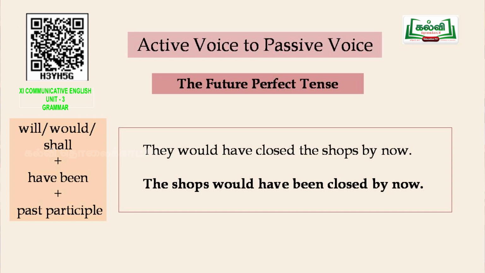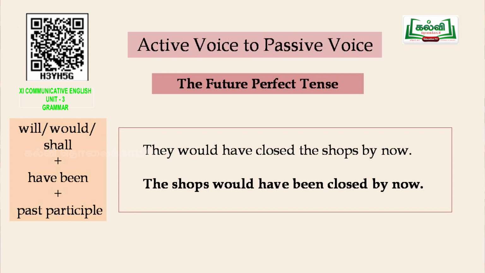Now we move on to the future perfect. So here again it is will or would or shall plus have, because it is perfect, plus been plus past participle of the verb. So sentence number 1, they would have closed the shops by now. Would have closed, right? So who does the action? They. They do the action of closing the shops.